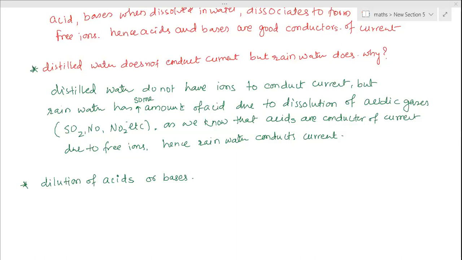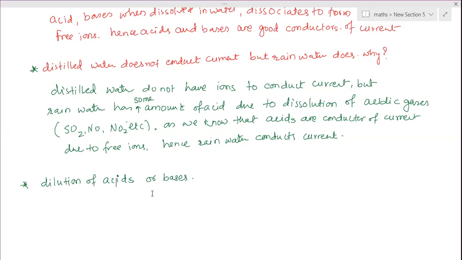So next part is dilution of acids and bases. So what does dilution mean? The acids and bases are of two types, we consider them. One is dilute acid and another one is concentrated acid. Second one is the base also, there is a concentrated base and a dilute base. So what is the difference between concentrated and dilute acids?